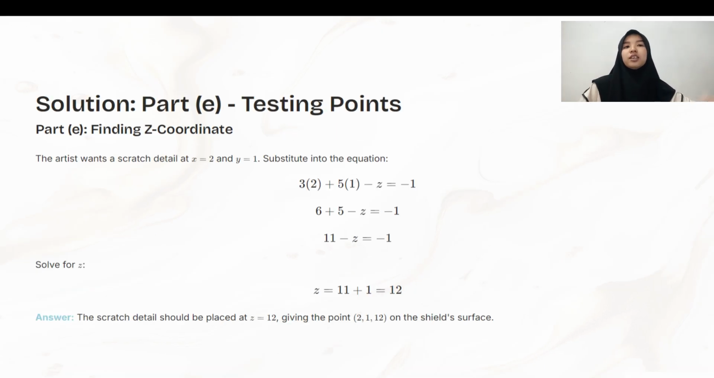Okay, and next we have another testing point, which is to find the z coordinate. The artist wants to scratch detail at x equal to 2 and y equal to 1. We substitute both of them in the equation: 3 multiplied by 2 plus 5 multiplied by 1 minus z equal to -1. Then we simplify and get z equal to 12. So the scratch detail should be placed at z equal to 12. So the point of the scratch details is (2, 1, 12) on the sheet surface.